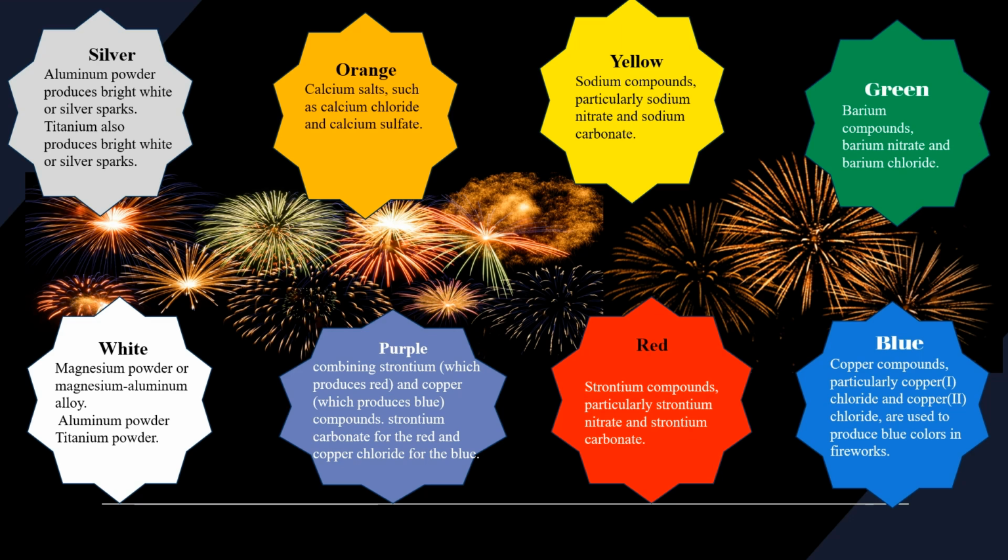White and silver. The white color is generated by burning magnesium powder, aluminum powder, or titanium powder. When they ignite in the flame, they produce a bright white flame. Silver is the same as white: aluminum powder produces bright white or silver sparks, and titanium also produces bright white or silver sparks. So these chemical salts or metal salts produce the beautiful variation of colors in the fireworks.